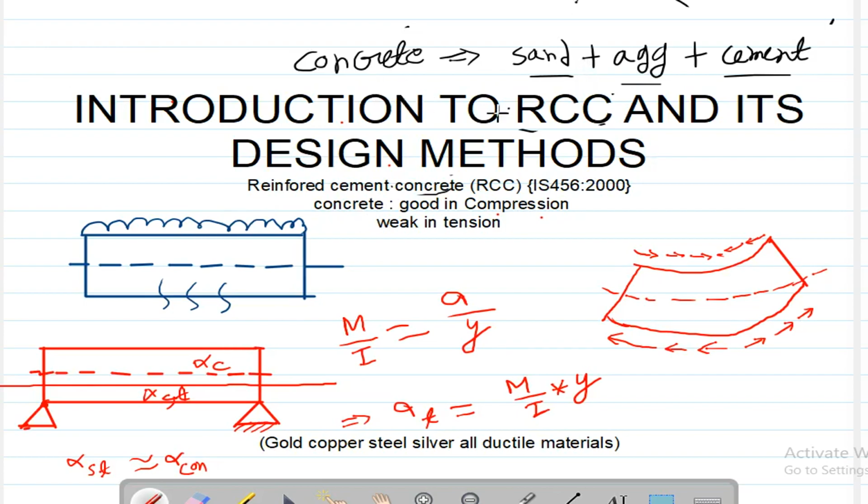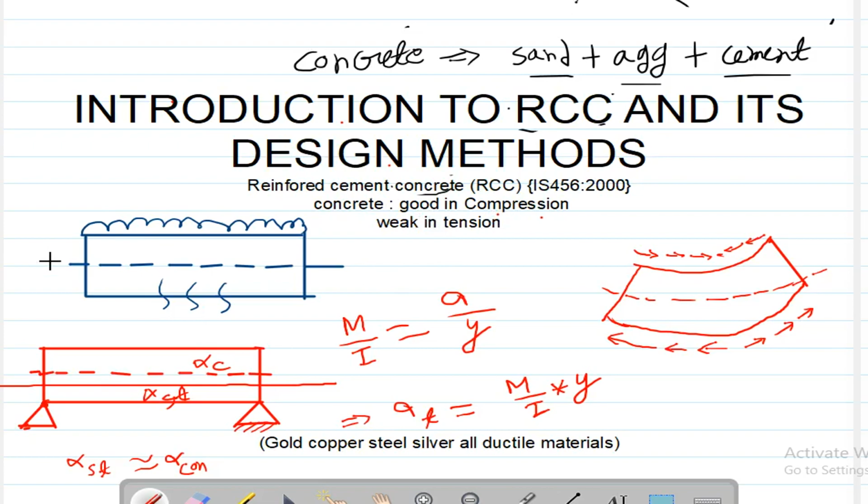But concrete, we can separate. Once we break concrete, we can separate the aggregate, we can separate the sand particles. So that's why we consider concrete a heterogeneous mix. One of the properties of concrete, as all of you know, is that it is good in compression but weak in tension.